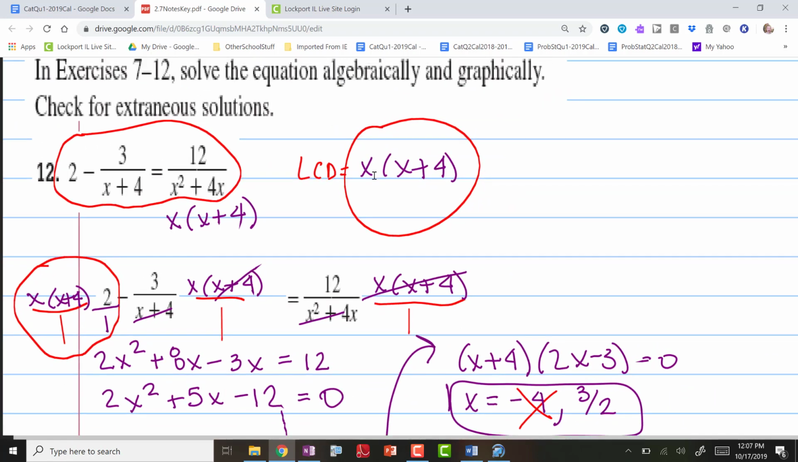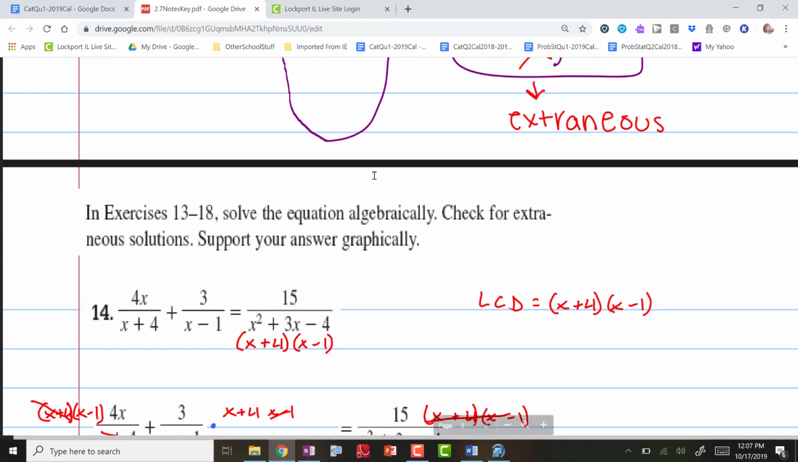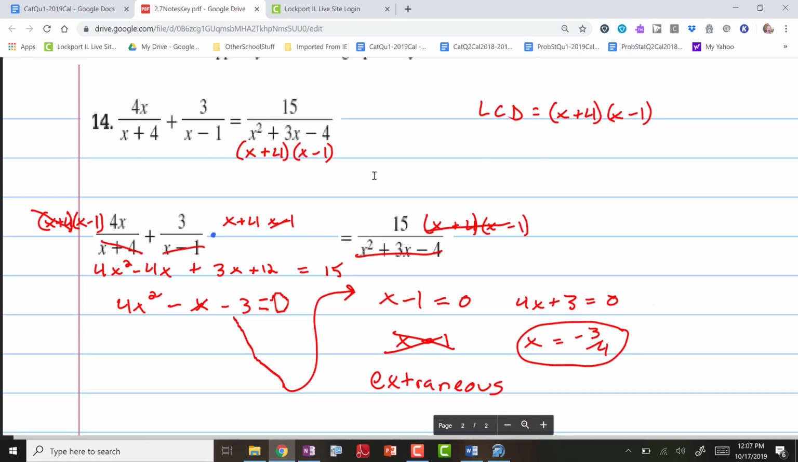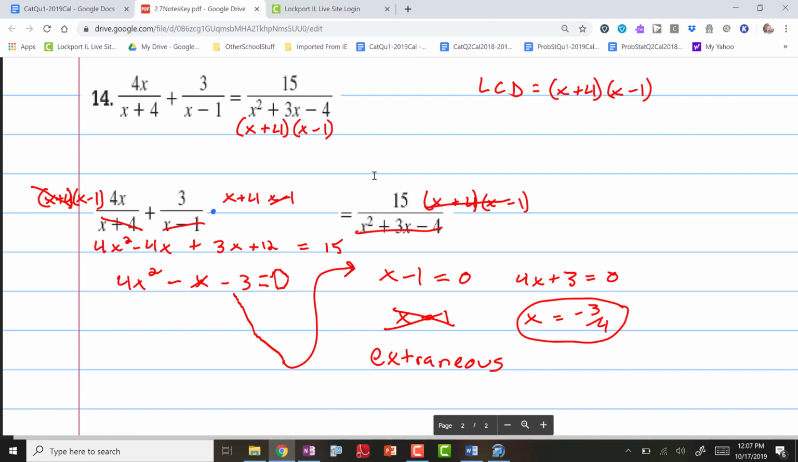All right, so the notes online kind of show a couple more of those things about making sure answers work. So we should be checking them at the end at least to make sure you don't get a 0 in the denominator when you plug it in.